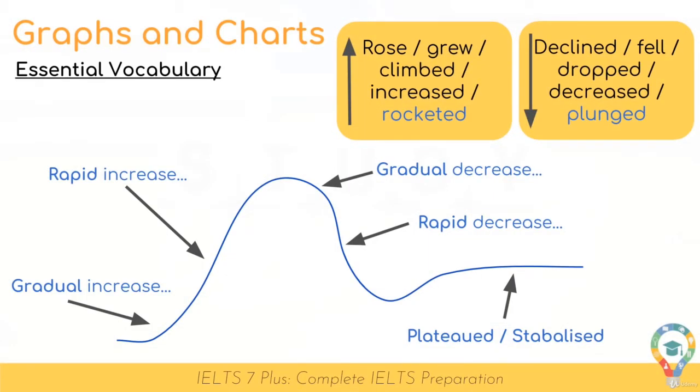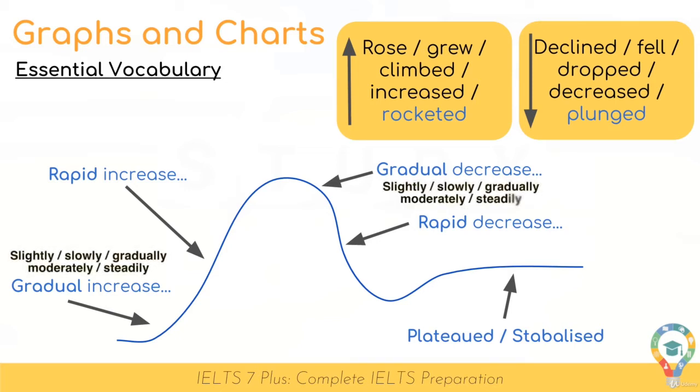I've highlighted the vocabulary rocketed and plunged in blue because you would only use these two words to describe a big, quick change. We use adverbs to show how quickly the change happened. For gradual, you could use these adverbs. Let's see a few examples.